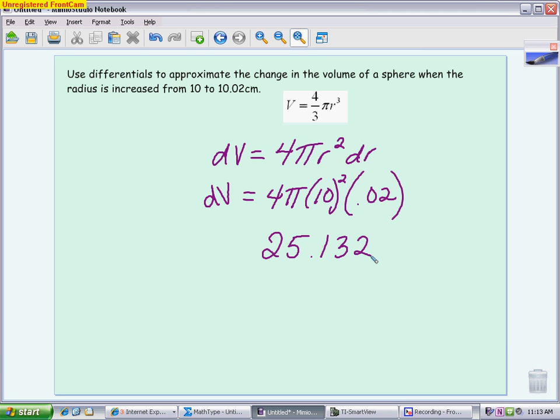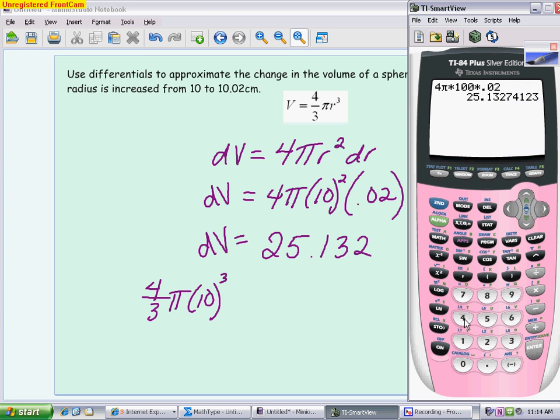There are a couple of ways this could be asked. If that's all it wanted, if it wanted what we call the propagated error, that would be done. If you want to compare it to the actual volume, you can figure out your actual volume, which would be 4/3 times pi times 10 cubed. So my actual volume was 4/3 times pi times 1,000. My actual volume was 4,188.